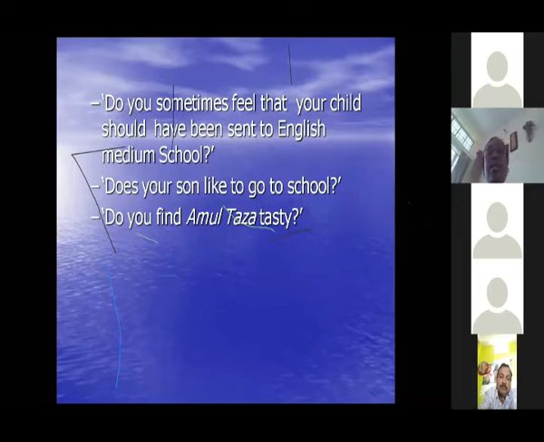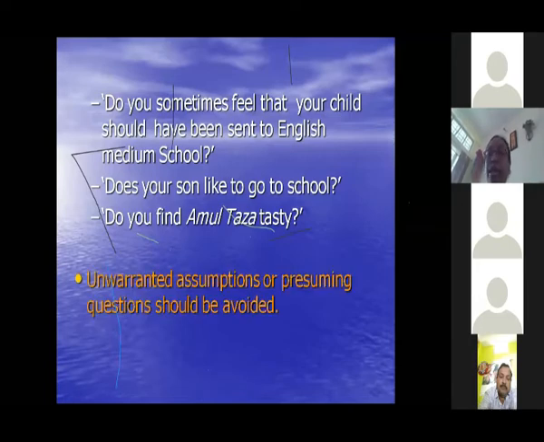In the second case, it was assumed that the respondent's child was studying in an English medium school. In the third case, it was assumed that the respondent uses Amul Taza every day. Therefore, in writing questions, this type of unwarranted assumption or presuming question should always be avoided.